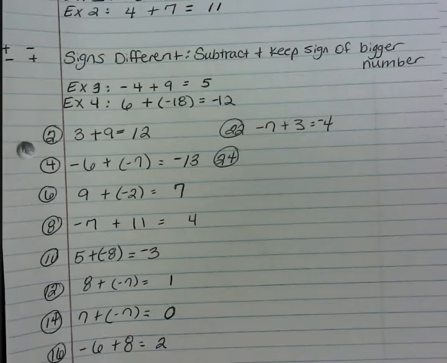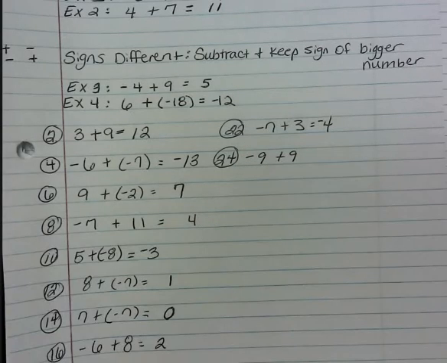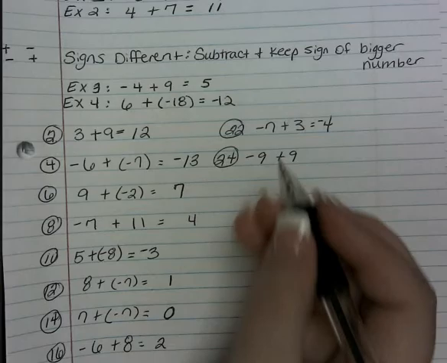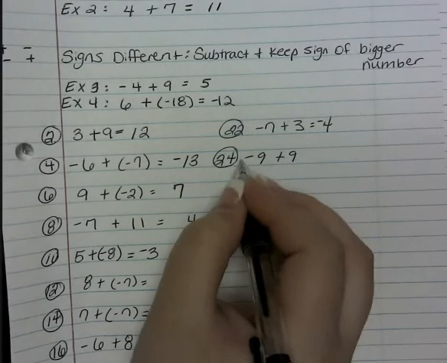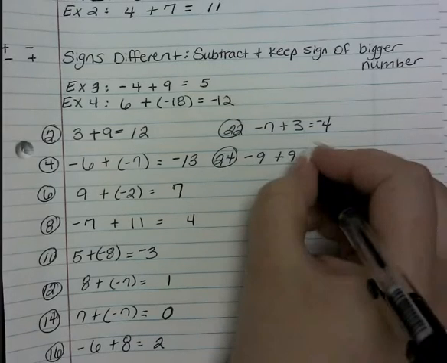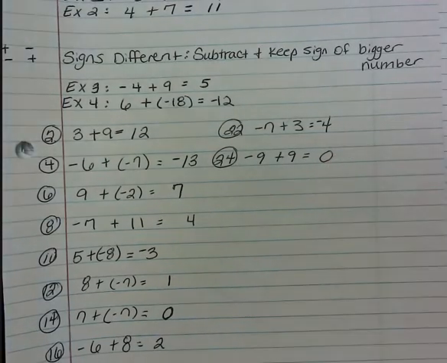Problem number 24 says I have negative 9 plus 9. You're adding, signs are different, so that means you're going to subtract them. Well, 9 minus 9 is 0. And remember, we talked about on number 14 that 0 is neither positive nor negative, so we just leave our answer as 0.